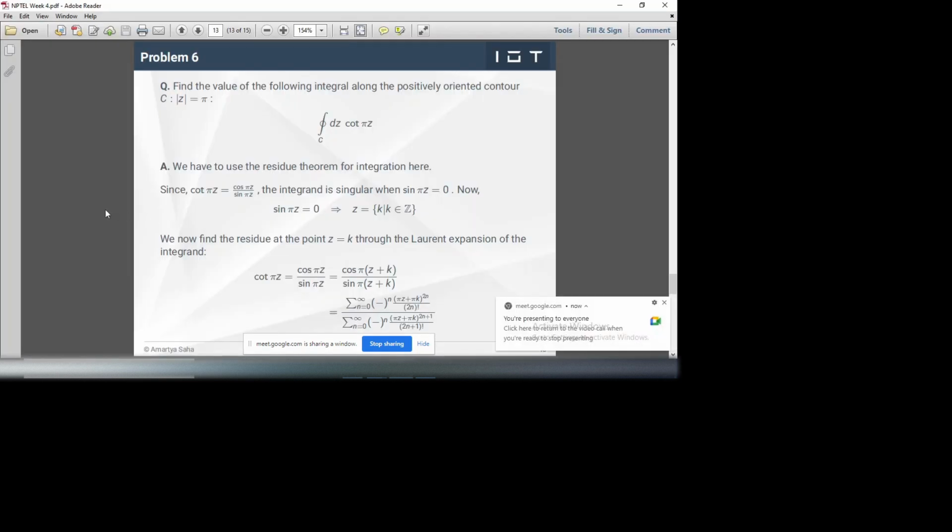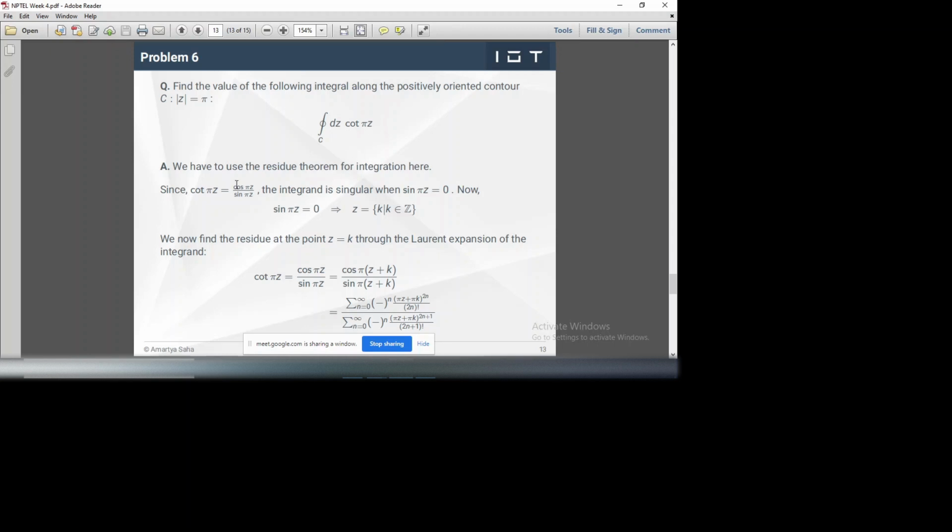Okay, so again we have to do the integral along the positively oriented contour |z| = π of this function. Our integrand is cot πz. You see that we cannot immediately tell what kind of singularities this function has, because it is not factorized. So for this kind of problem, it is useful to use the residue integral formula.